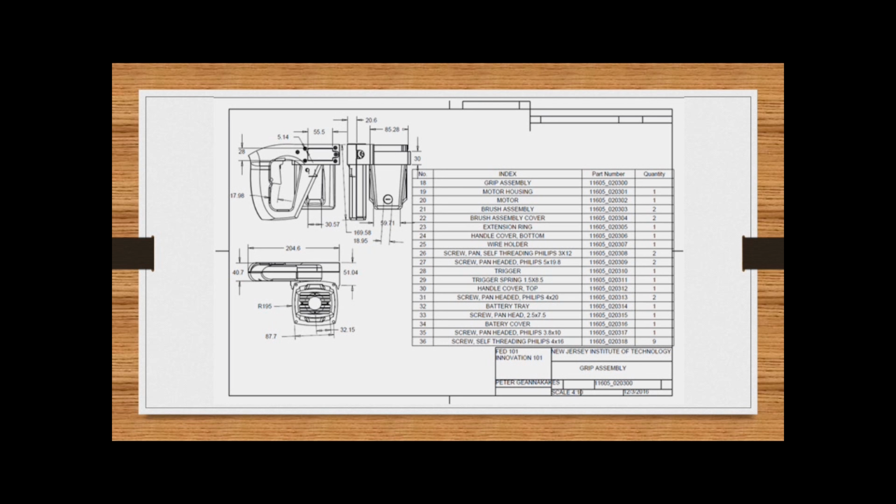This is the grip assembly. It shows all the parts in that list, and it shows the dimensions of the assembly itself.